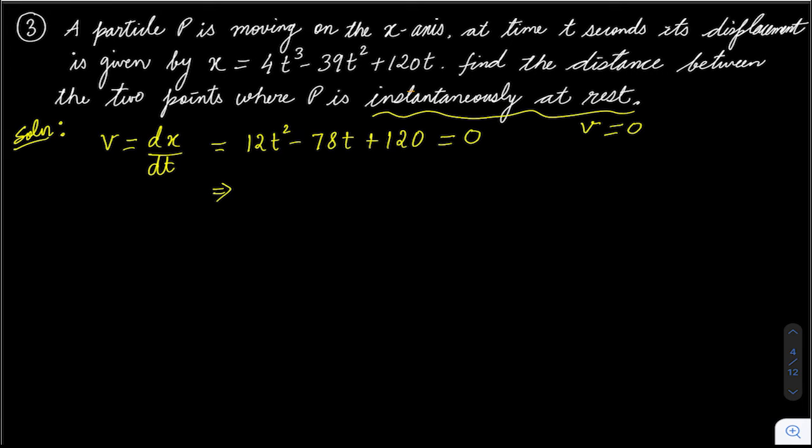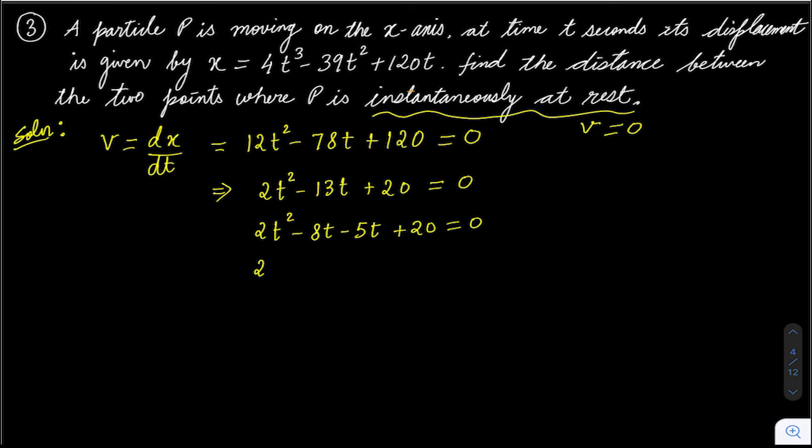So I think we can divide this by 6. What we are getting is 2t square minus 13t plus 20 equals 0. So let's try to make factors of this. 2 into 20 is 40, so 8 and 5. So 2t square minus 8t minus 5t plus 20 equals 0.